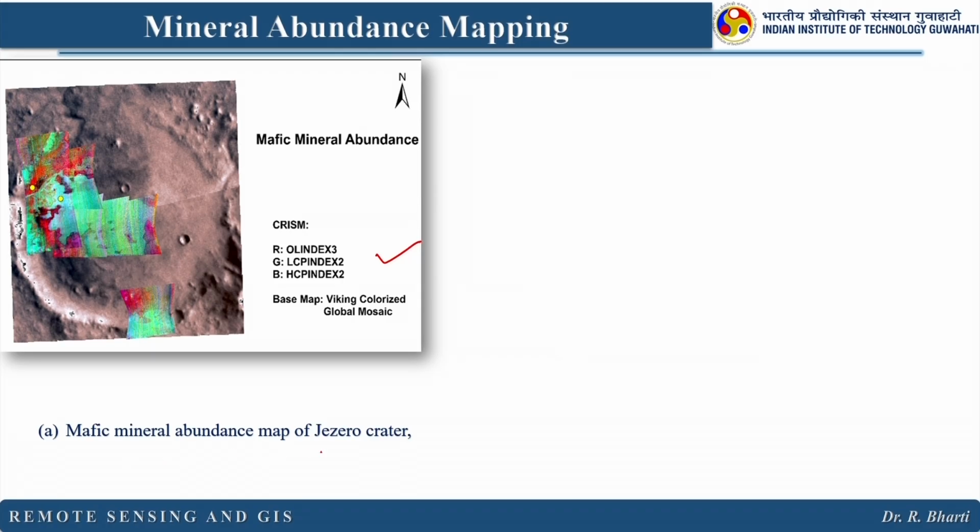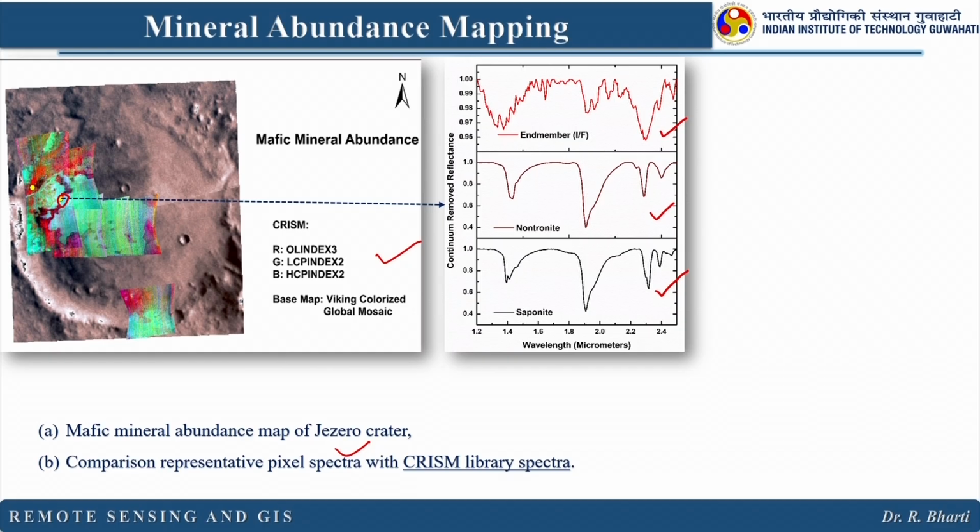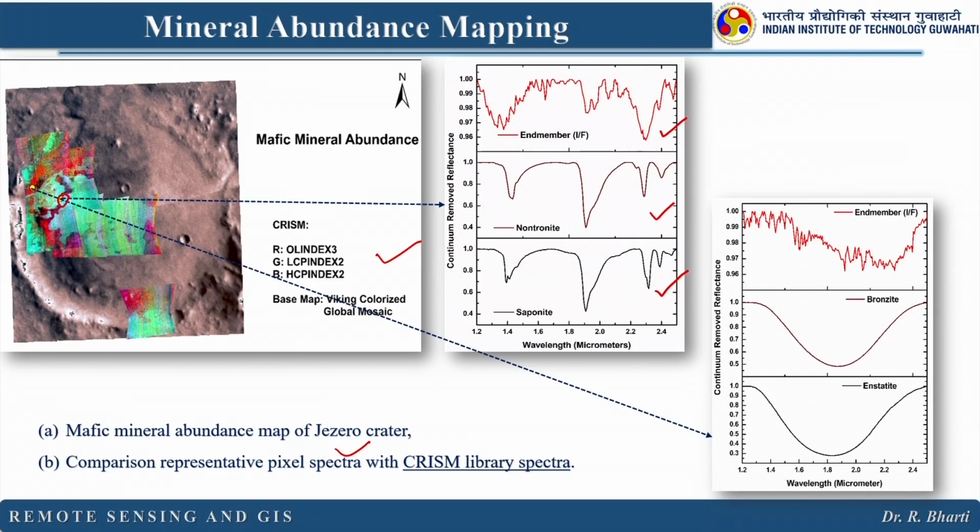In this slide you can see some more detail about this work, where this particular map says mafic mineral abundance map of Jezero crater. This is from Jezero crater. Now, here you can see for this particular pixel, can you see this yellow color? For that particular pixel we have got this end member, and these are the spectra from the CRISM library, right. And we have compared these two for the presence of mafic minerals, and for the next pixel you can see here these are the spectra.